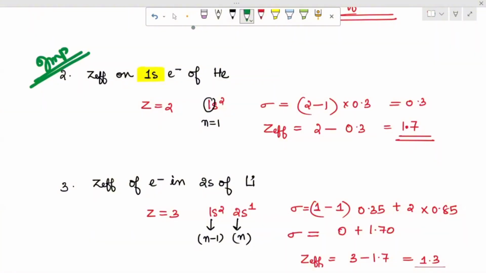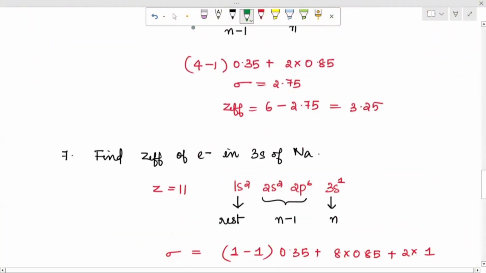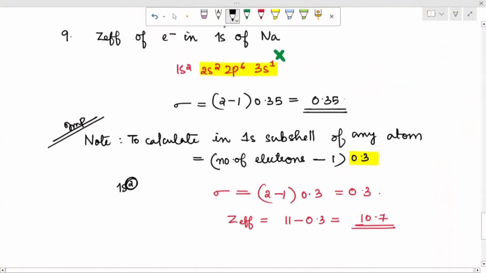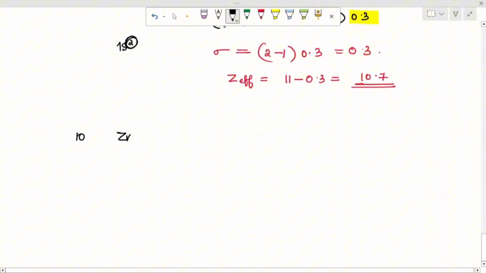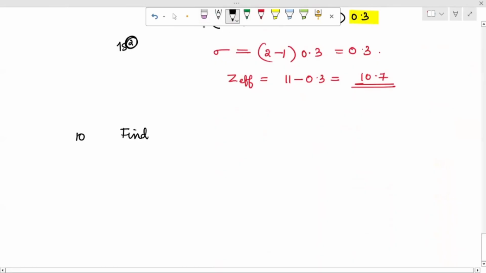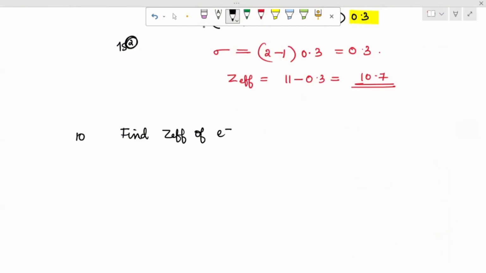Okay. Let's say the question is on zinc. This is the 10th question. Zinc. Okay, so the question is, find Z effective of electron in 4s of zinc. So when this is done, again, mark this question as important. You will understand why. For zinc, Z is equal to 30.